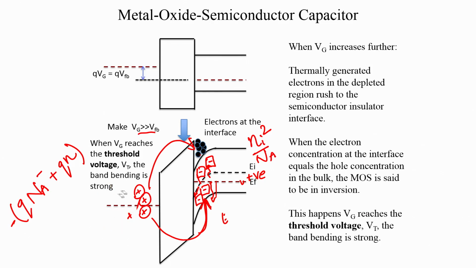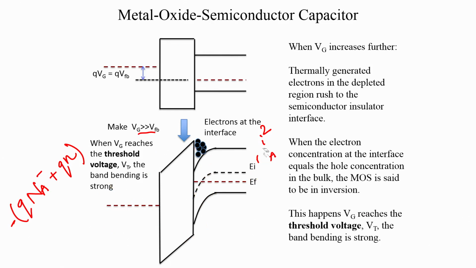Now, the bending could become more and more severe, and we could reach a point at some particular gate voltage where the Ei minus Ef in the bulk becomes equal to the Ef minus Ei at the interface. So, what does that mean?